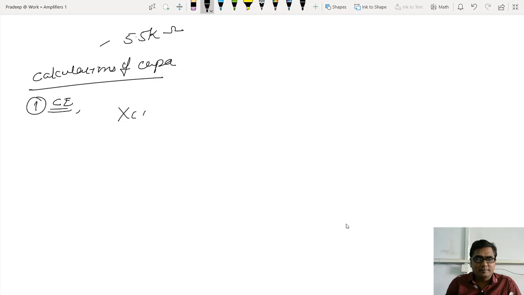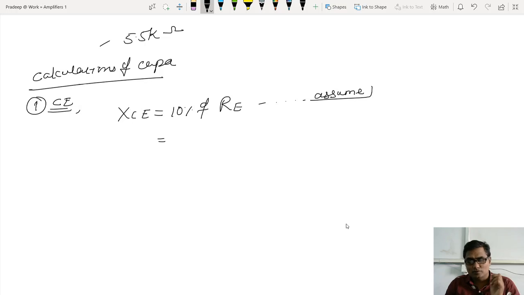Now, to calculate the bypass capacitor, what I told you, what's the assumption? It is XCE is 10% of RE. That is the thing we need to assume. In the last lecture, we had a discussion about that. So now, what is the value of RE? RE is 116. So the value of XCE, that is 10% of 116, is 1.16. This is the value of XCE.